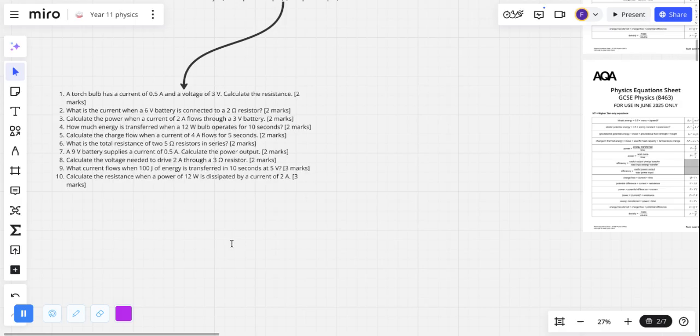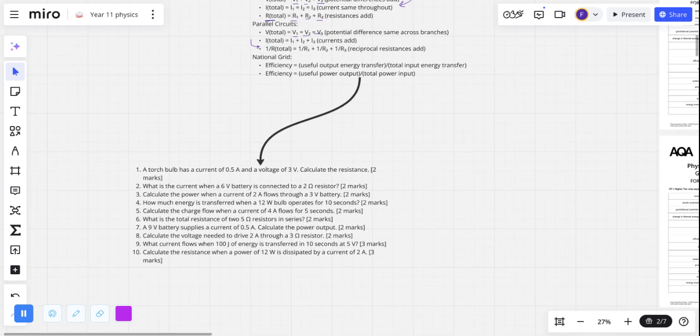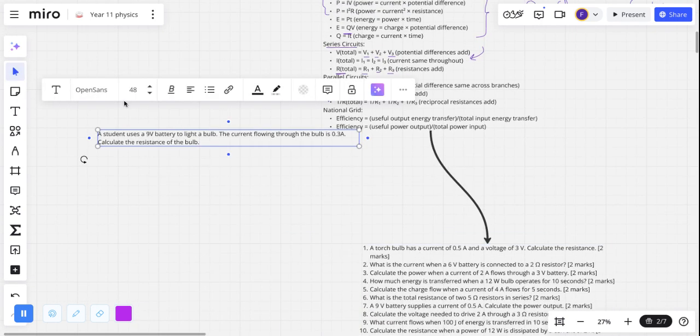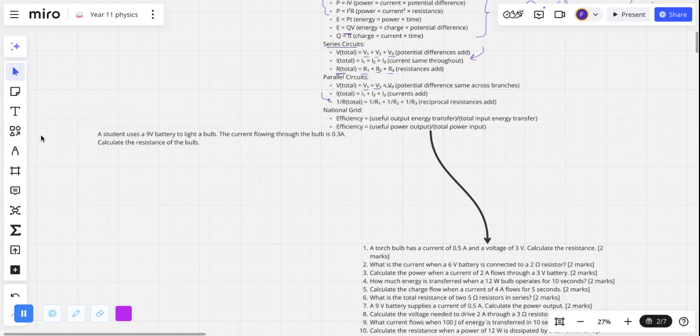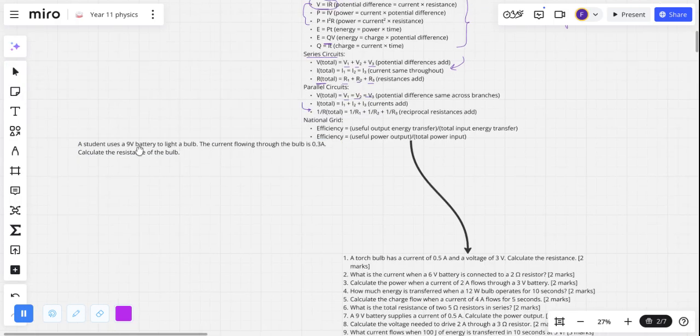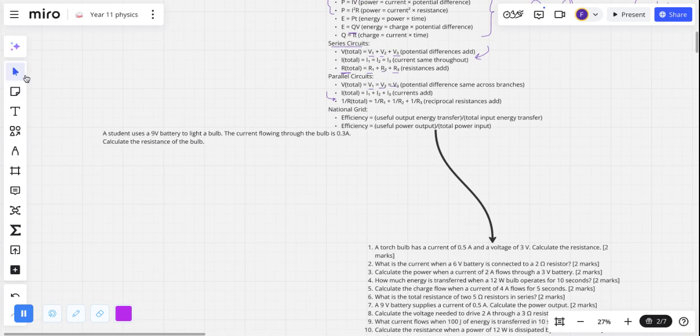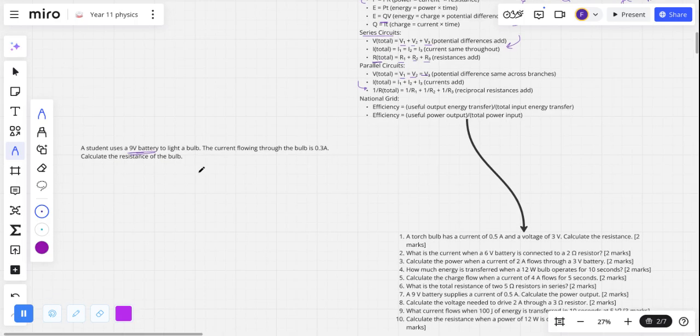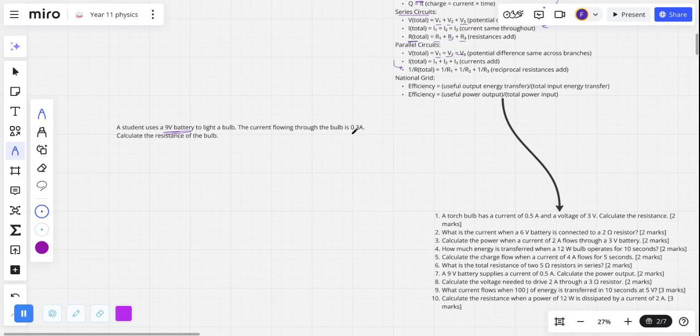Now, here's your first question that I'm going to talk you through. I'm going to put this as an example on this side over here, and I'm going to give it a title. The title is going to be an example. So the question starts like this. A student uses a 9-volt battery, to light a bulb. The current flow in the bulb is 0.3 amps.